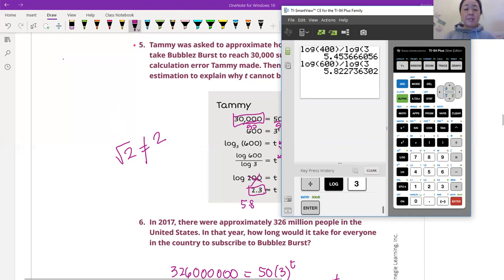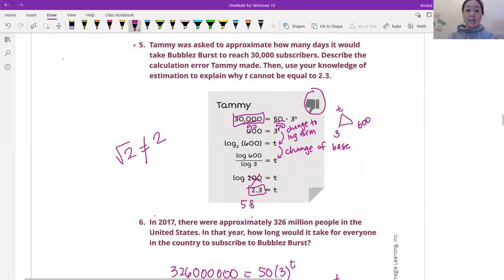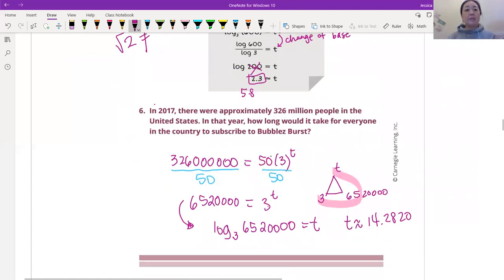And they're rounding this to the 10th place, so we're just going to keep that 5.8, about 5.8. So it's still in the 6th day, it's just a little bit later on in the day. All right, and then right here, in 2017, there were approximately 326 million people in the United States. So let's assume that was true at that time, and we're back at that time. How long would it take for everyone in the country to subscribe to Bubbles Bursts? Right, so we do the exact same strategies, and you'll know it's not even a whole month.